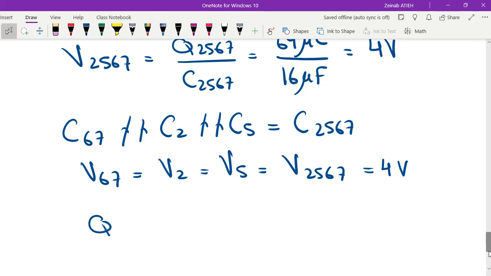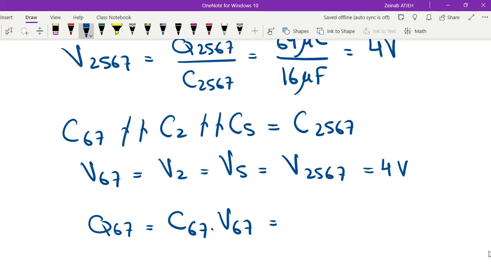Now with V67 I can find Q67. So Q67 is equal to C67 times V67. C67 was 2 times the V67 was 4. This will give us 8 microcoulomb.